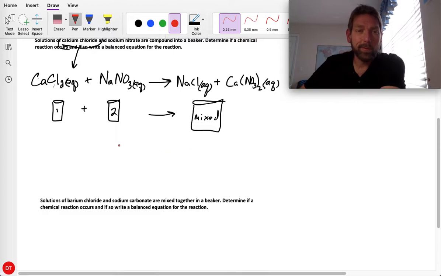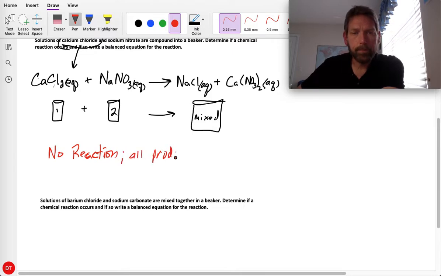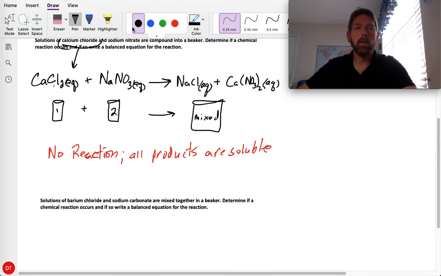And so when that happens, then there's no reaction. So when this happens right here, once you identify the phase labels for both of these as this, then essentially you just come down and you say no reaction. All products are soluble. Okay, pretty easy. All right, let's take a look at another one.